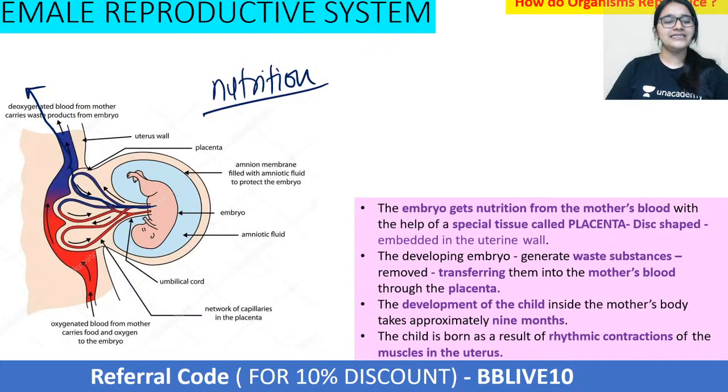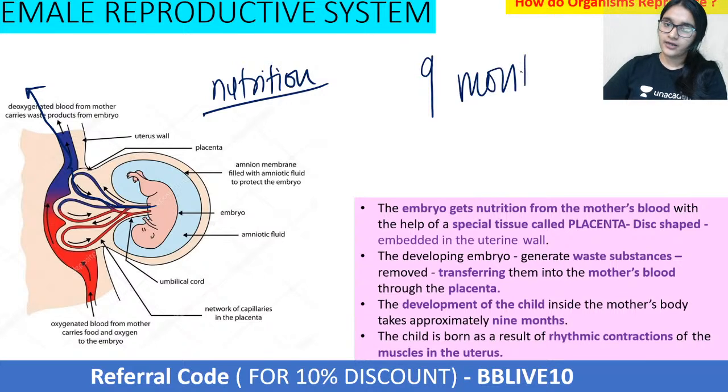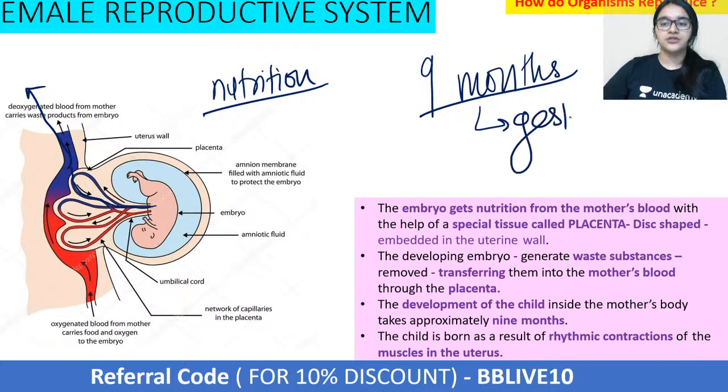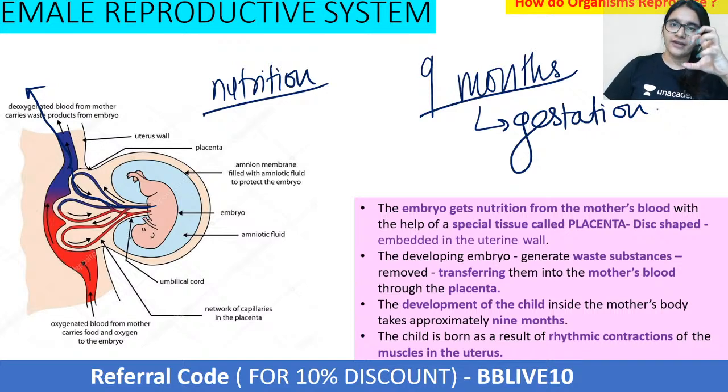So the baby is in the mother's womb, that is inside her uterus, for 9 months. Clear? These 9 months are called the gestation period. Understood? After approximately 9 months, the baby is given out of the mother's body. How? The uterus has rhythmic contractions, and as a result the baby is pushed out of the woman's body through the vagina.